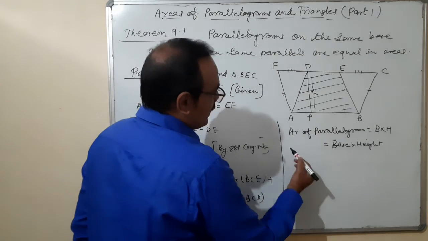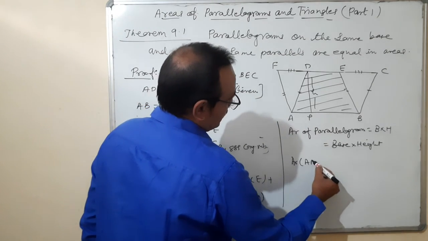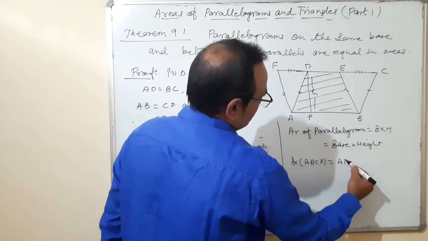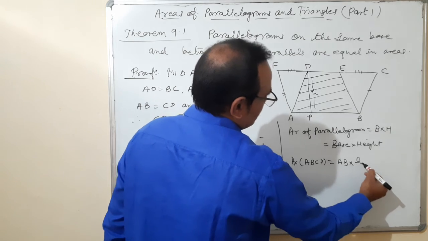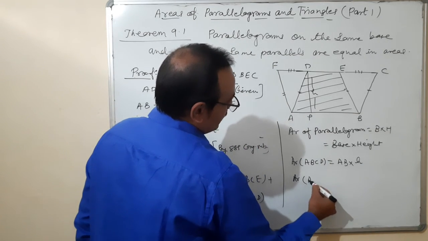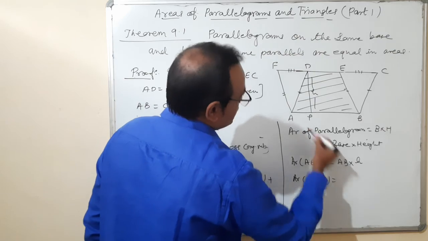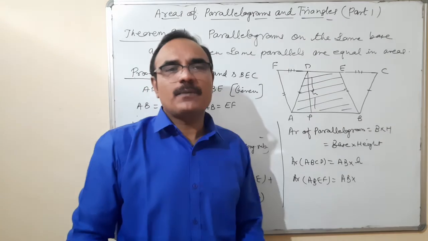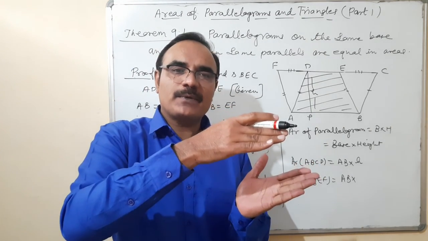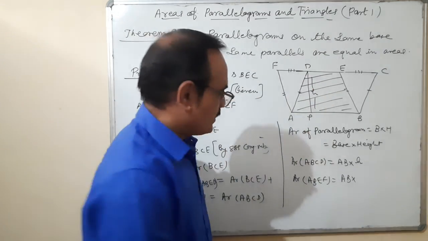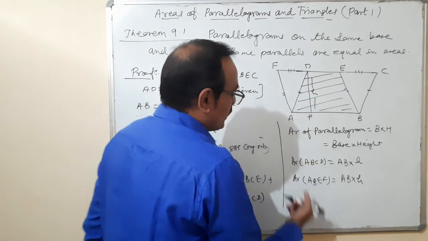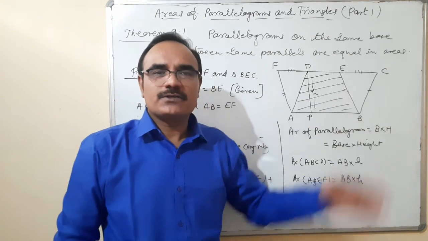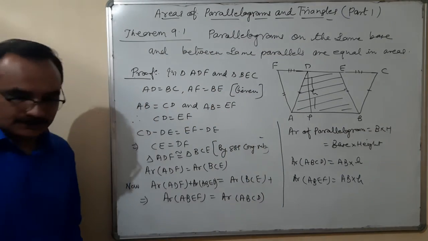So I write here, area of ABCD is equal to base AB, height H. Area of ABEF is equal to again base AB. And what is the height of the second parallelogram? Because both the parallelograms are between the same parallels, the height is also the same. So AB into H. Since the right hand sides are equal, area of parallelogram ABCD is equal to area of parallelogram ABEF. So this is also an alternative proof of this theorem.